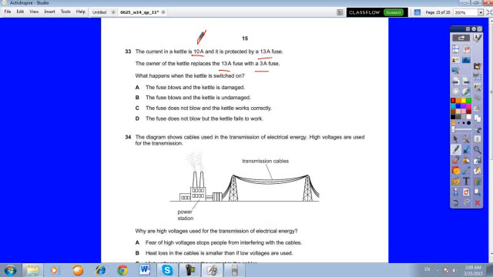The kettle actually needs 10 amperes to work, and the fuse will burn at 3 amperes. So of course the fuse blows, but nothing happens to the kettle because it didn't reach its normal current. So the answer is B. Yes, it does blow. The fuse blows, but the kettle is undamaged.